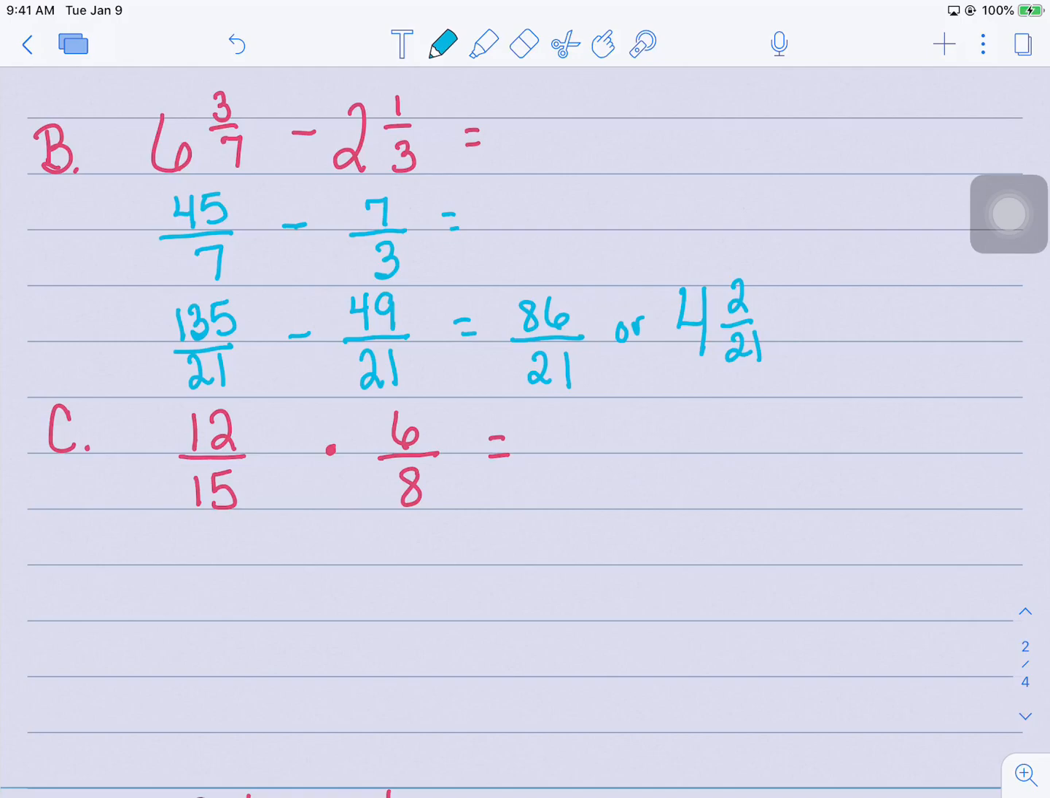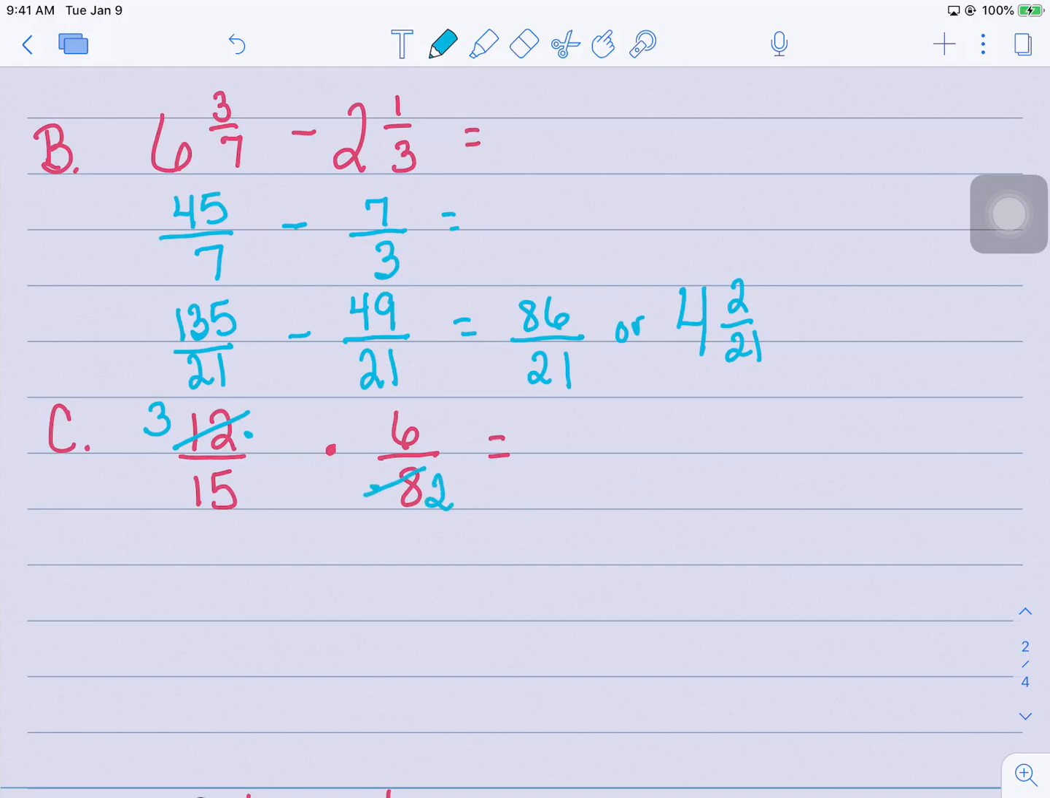a bit. So if we look at the opposites here and here, and we say, is there anything that can go into 12 and 8? Well, I know 2 can, 4 can. We want to pick the biggest number that we possibly can. So 4 can go into 12 3 times, and 4 can go into 8 2 times.